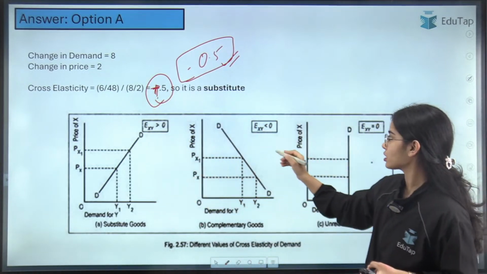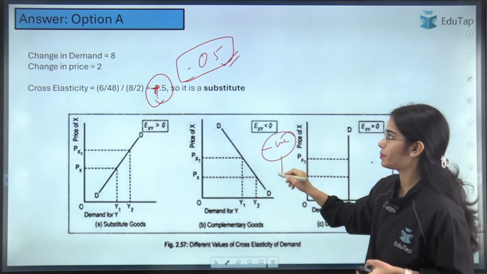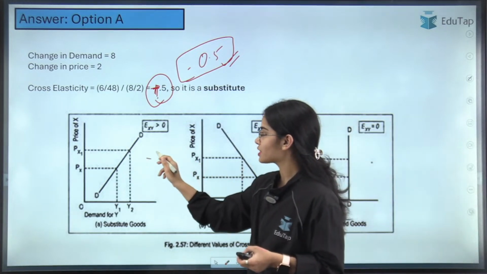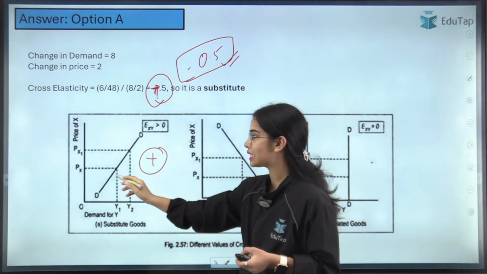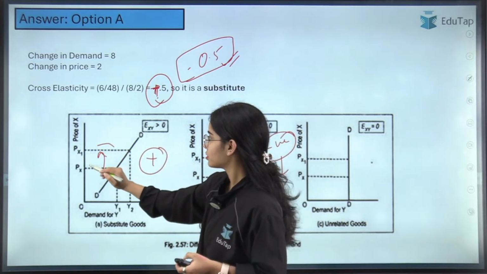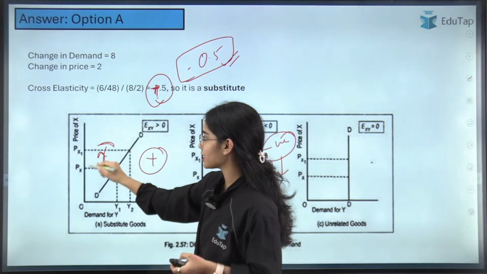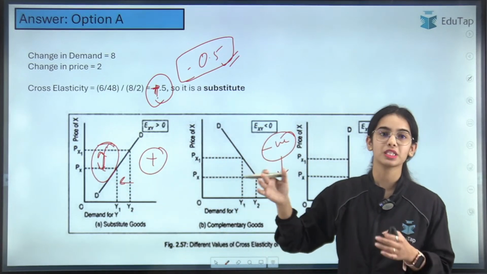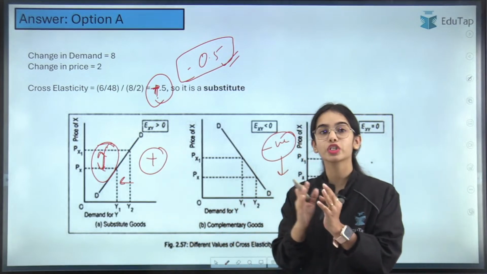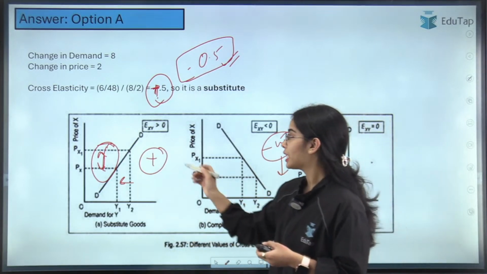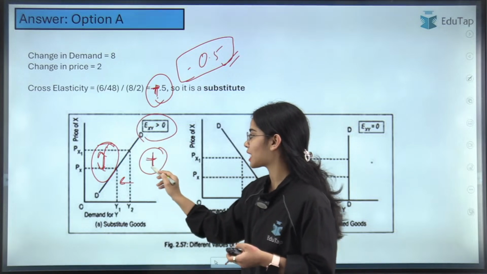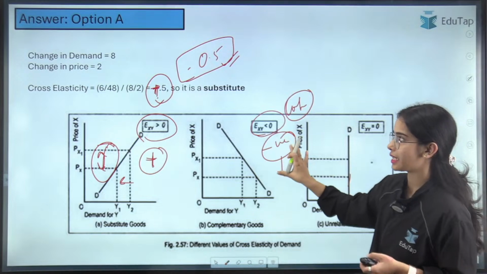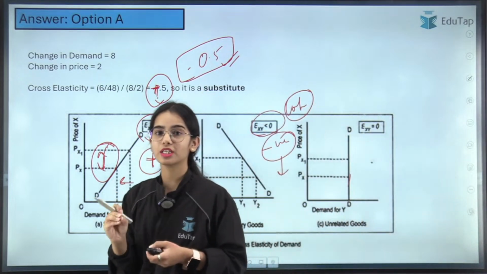Negative sign is for the complementary goods, right? Positive sign is for the substitute goods, because with the decrease in the price of Pepsi, there is a decrease in the demand of other goods, and with the increase in the price of Pepsi, the demand for other goods will increase. So they move in the same direction. So in the case of substitute goods, there is a positive sign. In the case of complementary goods, there is a negative sign. So here it should be positive 0.5.